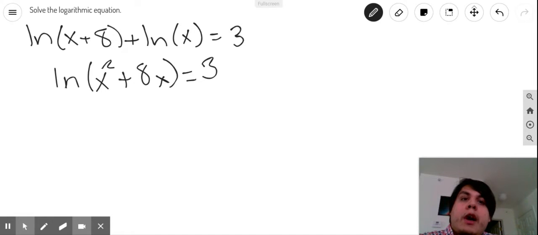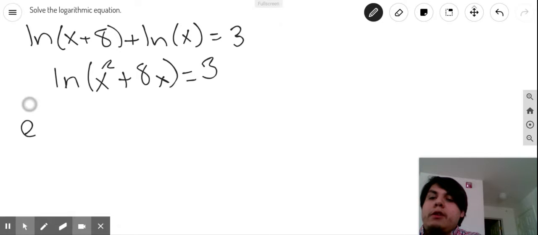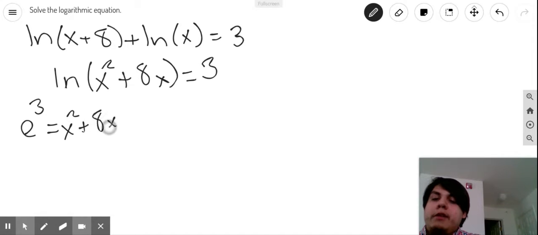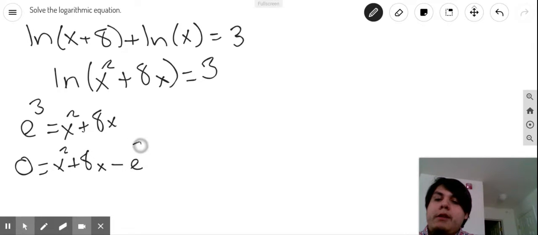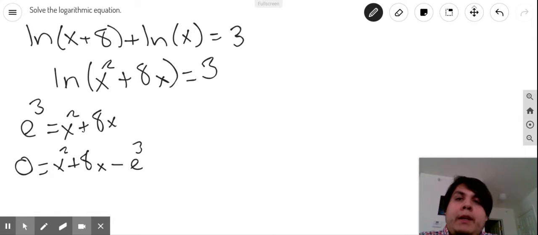So there's a couple ways you can think about this problem. You know the base, you know the exponent, but you don't really know what the value is. So you could choose to rewrite this in exponential form, which means you would have e to the third equal x squared plus 8x, meaning that you have 0 equals x squared plus 8x minus e cubed. And that's not very nice.